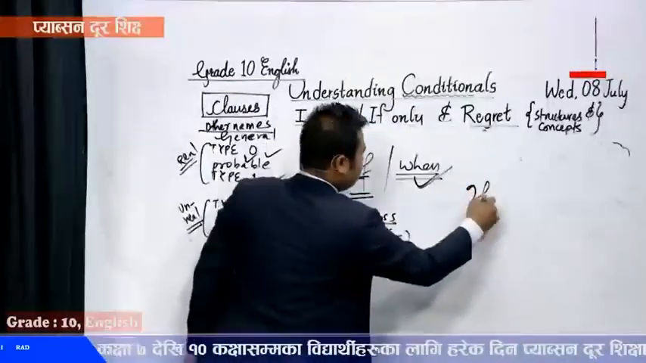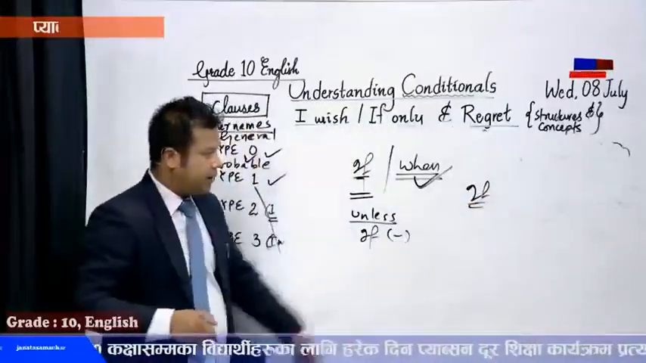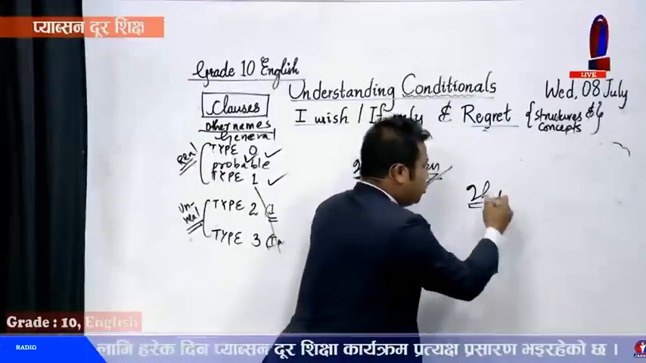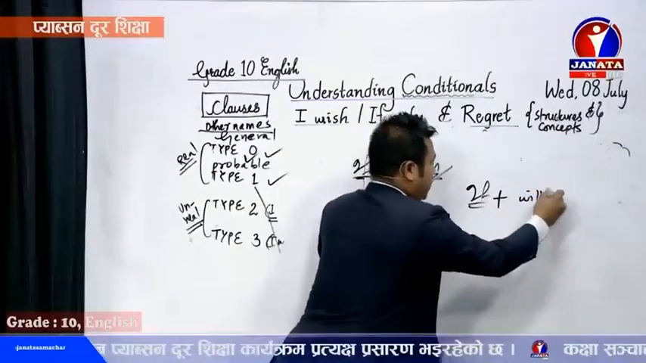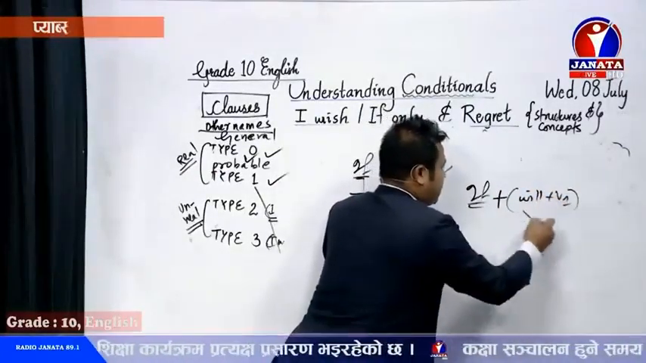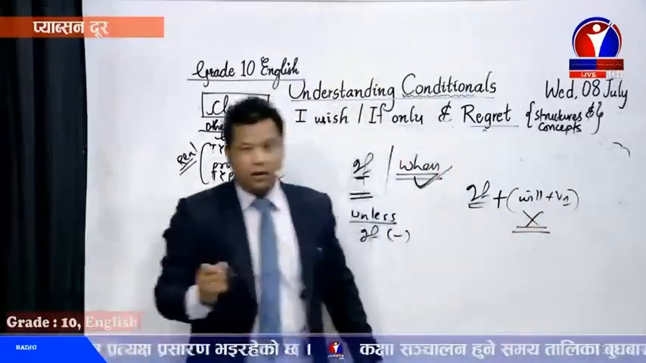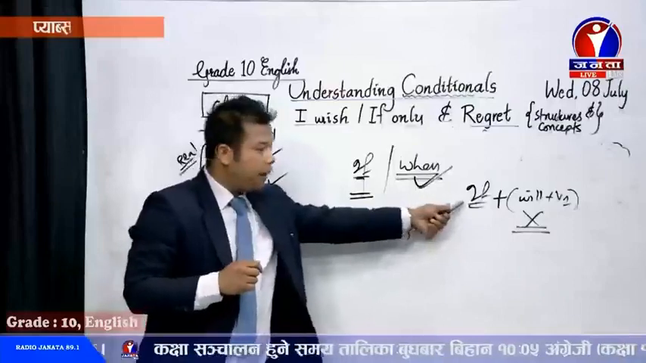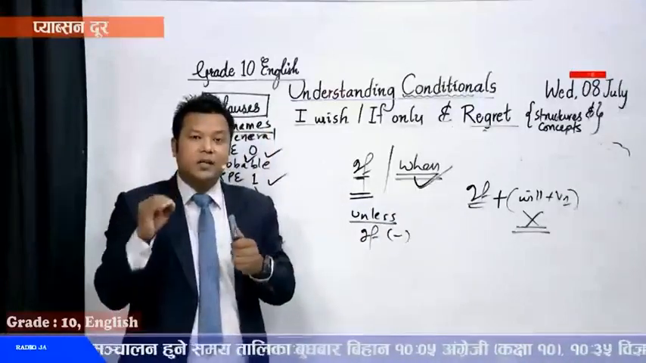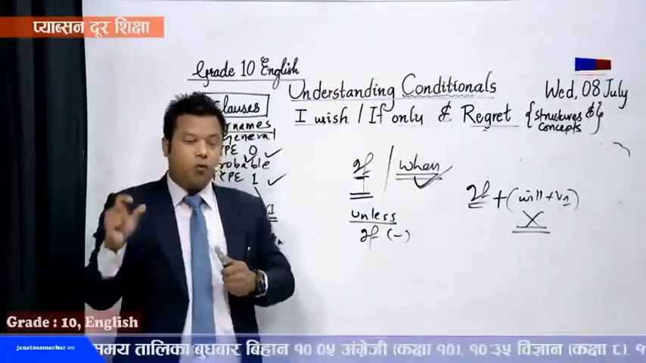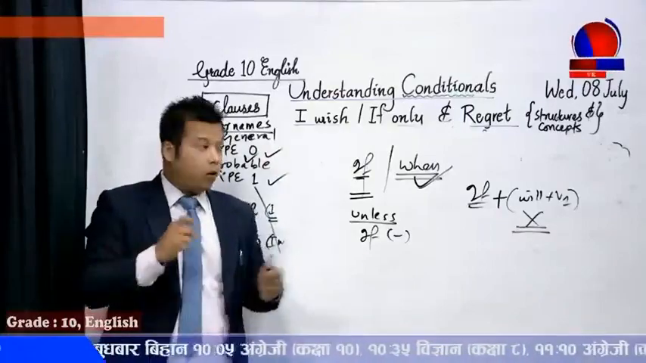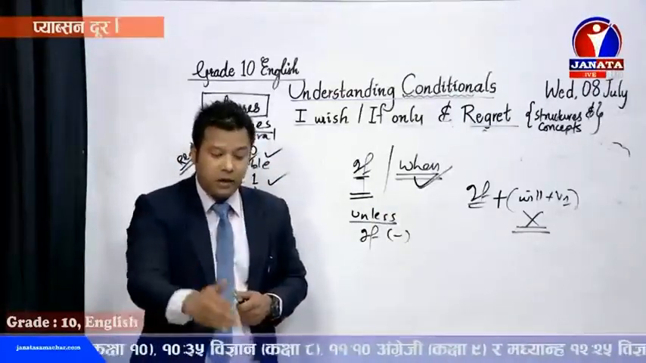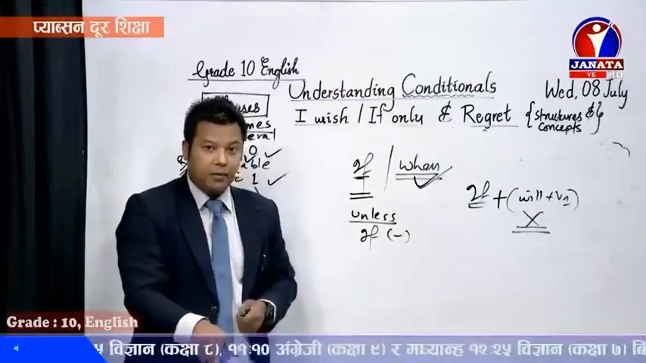In every if part that I have highlighted here, remember, I have not used the will plus verb one structure. This is not done. Do not make a mistake here. I use if with the simple present tense structure, for types 0 and 1. I don't use future. The future occurs in the main clause. That is what you have to notice in these examples.